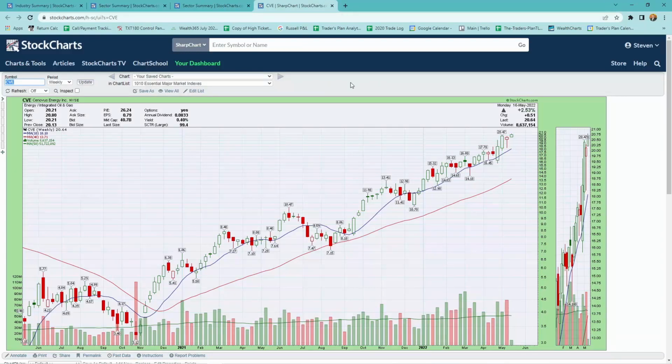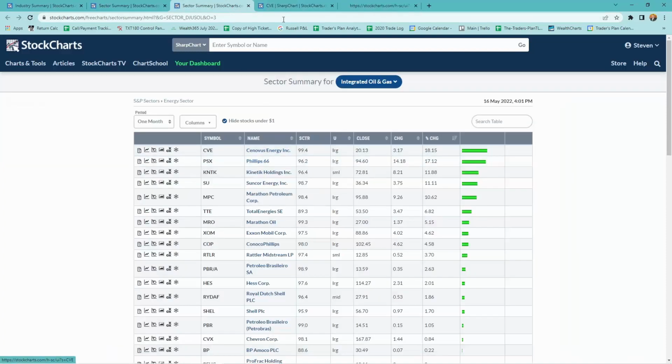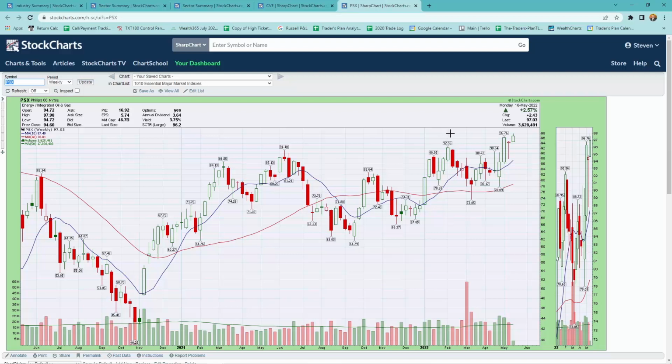All right, CVE, that's in a nice steady Freddy trend. I'd wait for a consolidation. So I'm going to go to the next one on the list. And a lot of them might look like this.